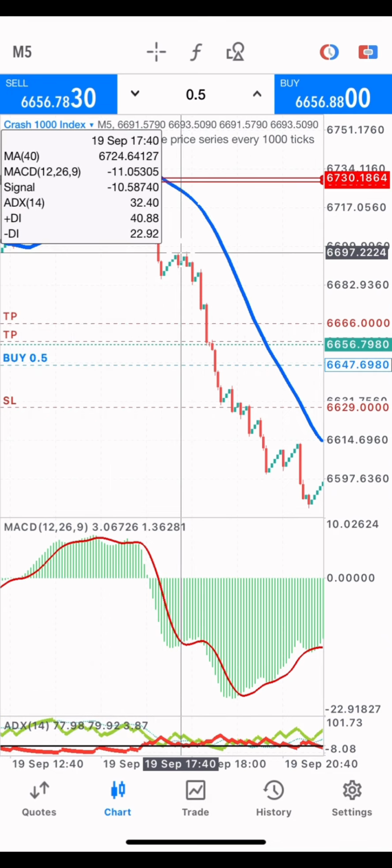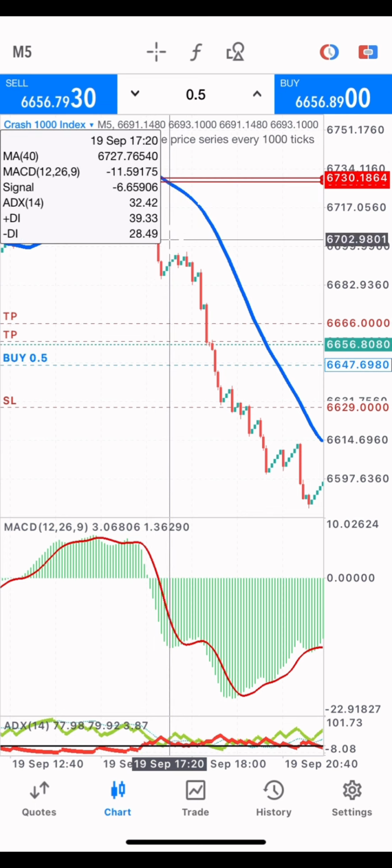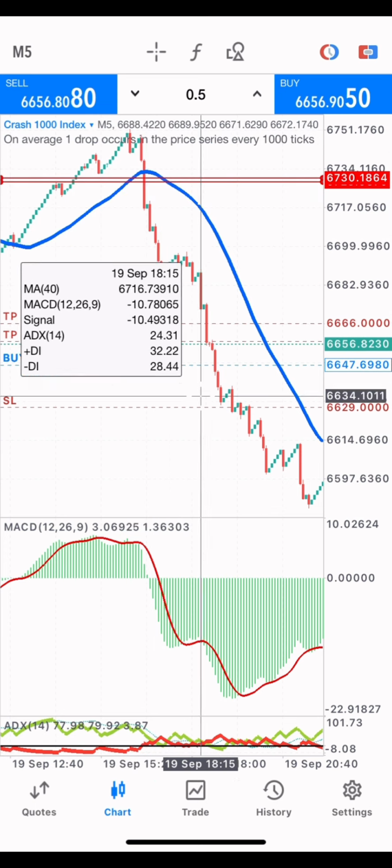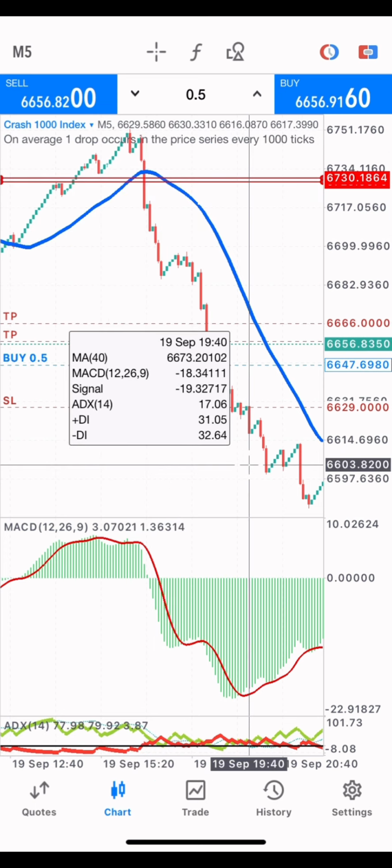So you just put your stop loss behind here. Then you'll be trailing your profit small. You'll be trailing it till it reaches the bottom. So that is how we use this strategy, and it really works perfectly, guys.